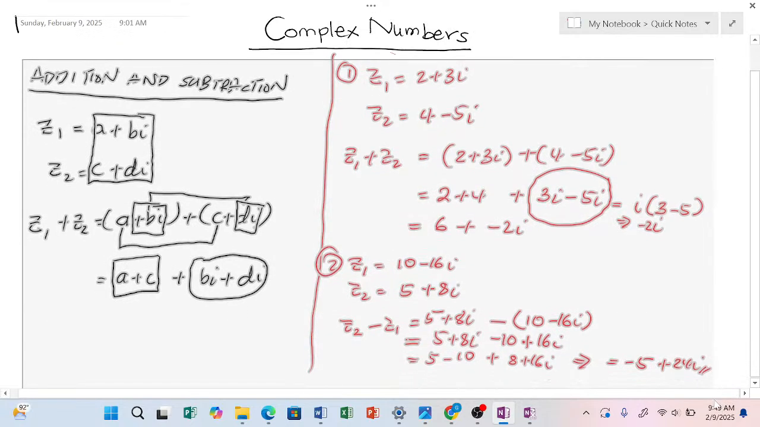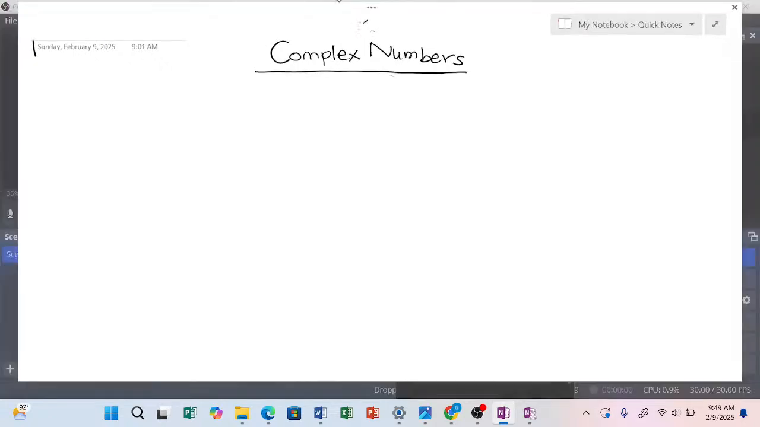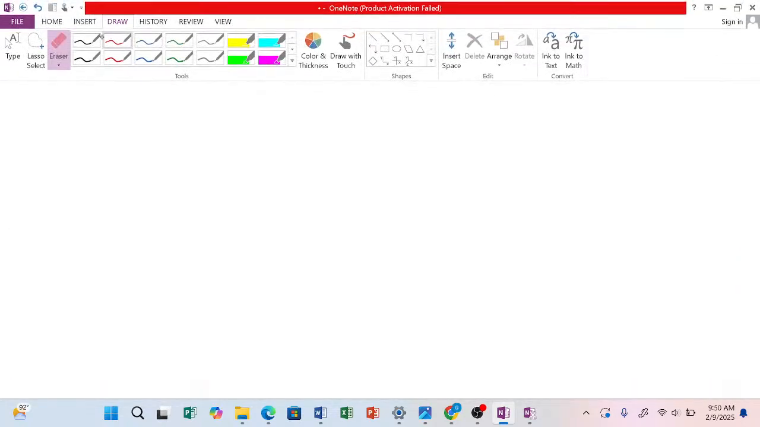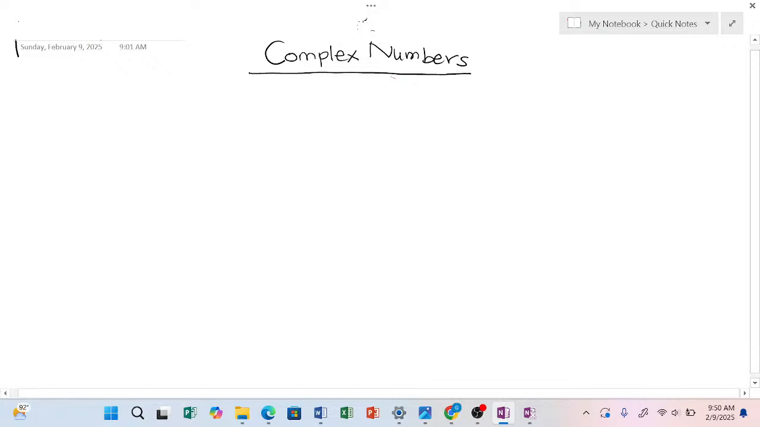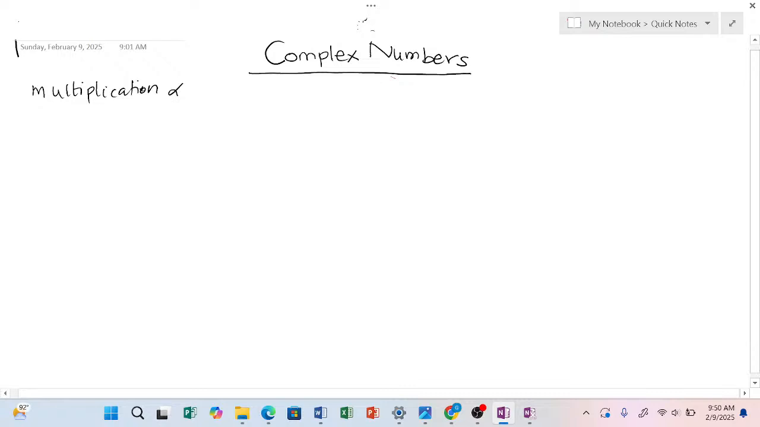So let's look at another thing in complex numbers. Let's look at multiplication and division. Sorry, my spellings. Now here too, we are looking at multiplication and division of complex numbers in the rectangular form.